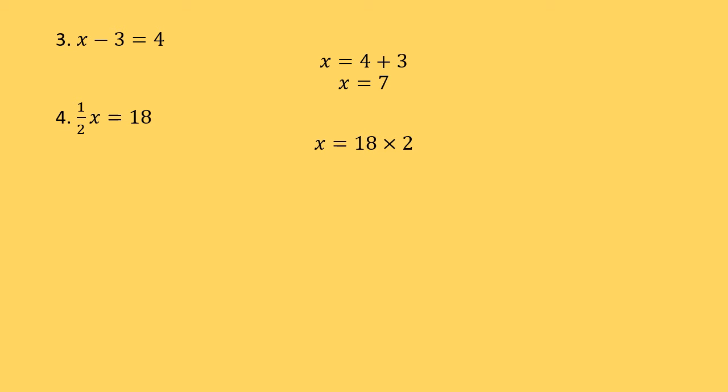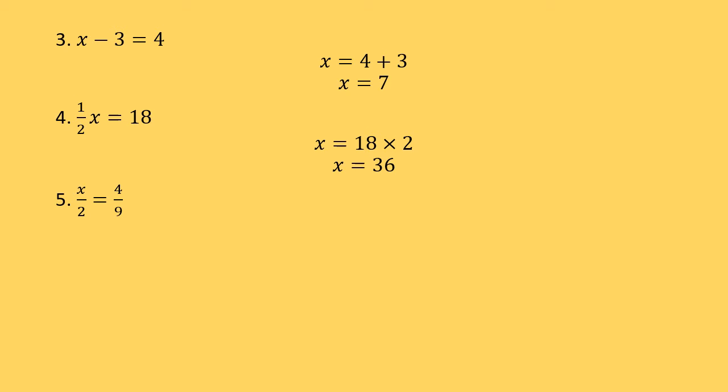Let's see another example. x minus 3 equals 4. You have to add 3 to both sides. x equals 4 plus 3. x equals 7. Next one, half x equals 18. Half x means x divided by 2. To solve the equation, you have to multiply both sides by 2. x equals 18 times 2 equals 36.